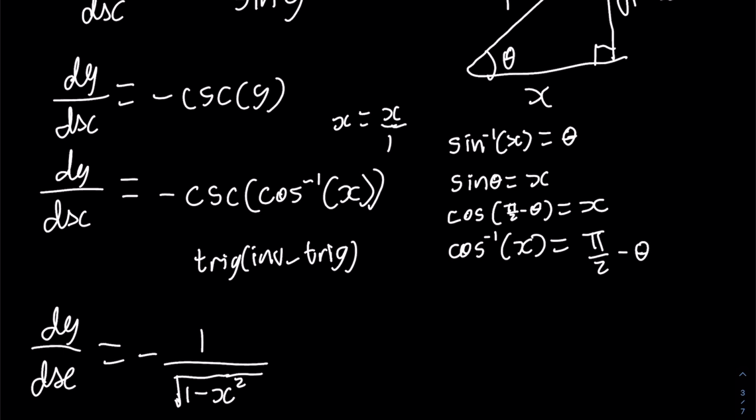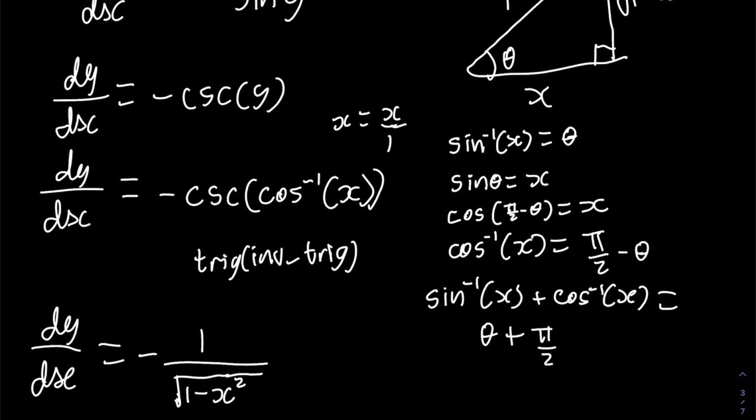Now, what happens when we add the inverse sine of x and the inverse cosine of x? Well, the inverse sine of x is theta, and the inverse cosine of x is pi over 2 minus theta. And what happens here? This and this cancel, and you're just left with pi over 2. And this is the case with all co-functions, for instance, the tangent and the cotangent. Now we'll be using this identity.